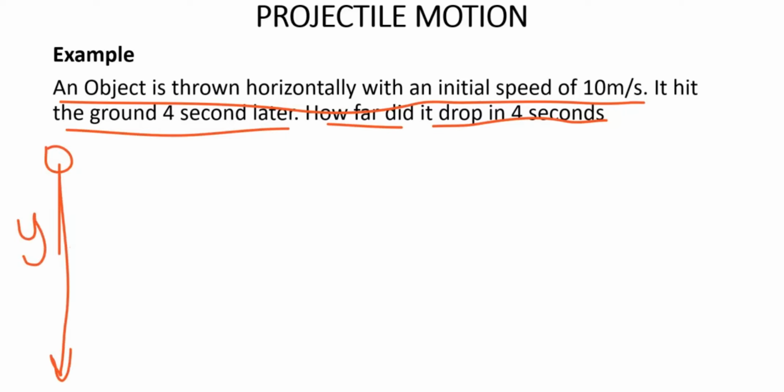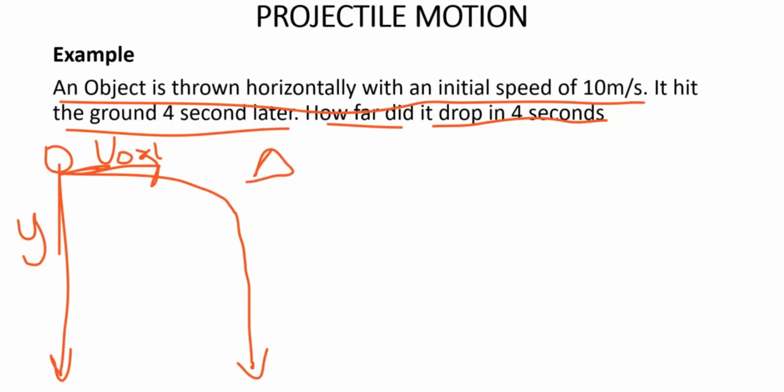An object is thrown horizontally at a speed of 10 meters per second, and it hits the ground 4 seconds later. So how far did it travel down in that 4 seconds? Now I'm talking about the height it travels down within 4 seconds, so we're going to look at the change in the height.